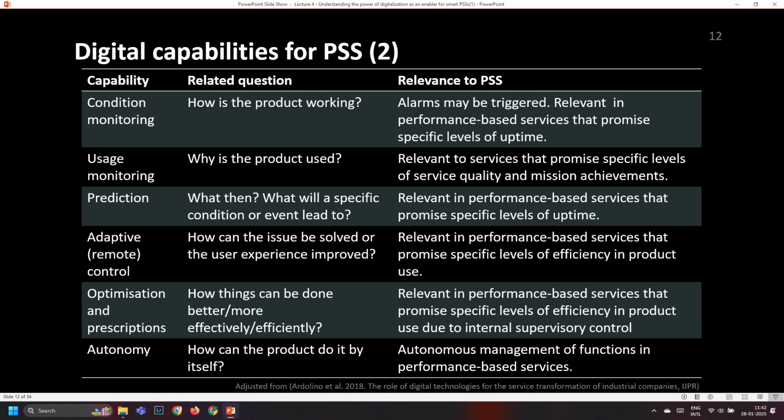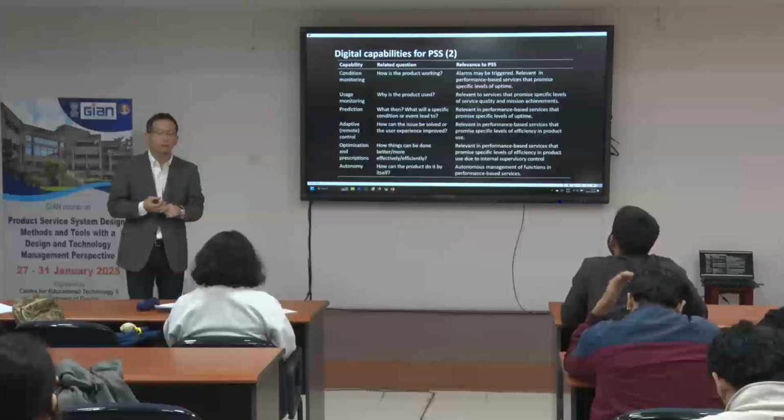Prediction and also adaptive capability related to remote control, optimization prescriptions, and also autonomy, how the product can act by itself and so on.